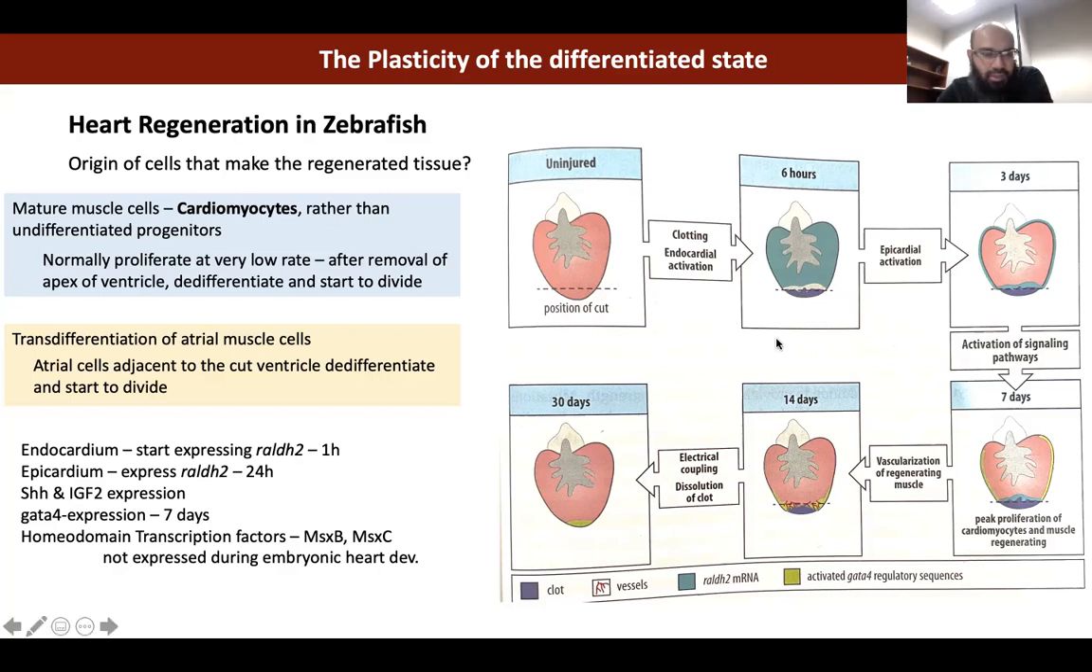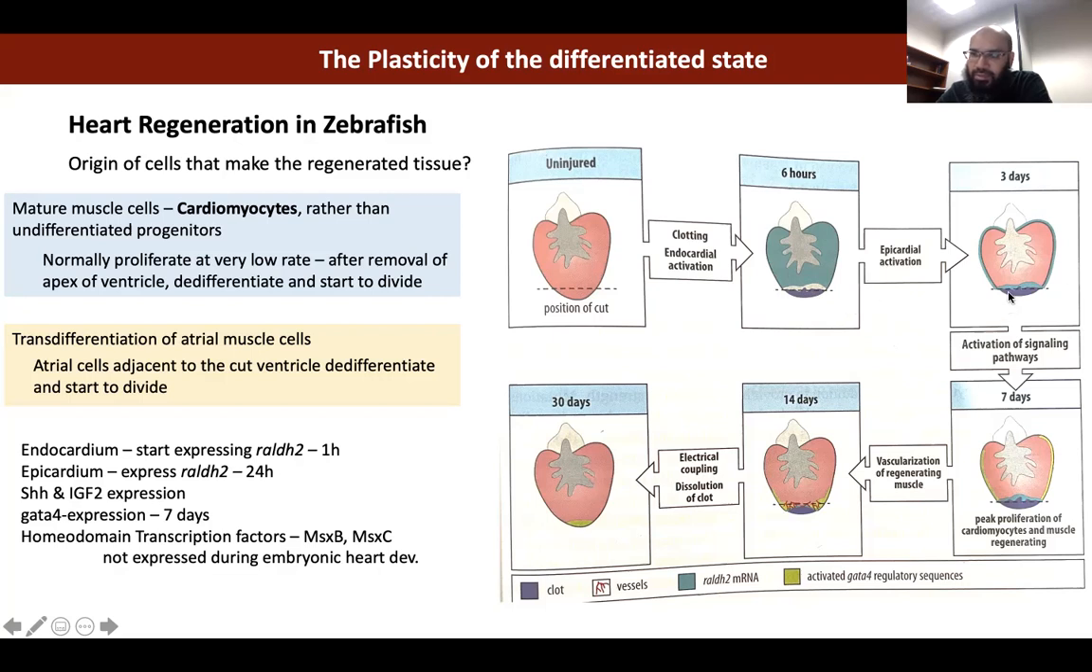So once there is a cut, the cells, you can call it a blastema, it's an atypical blastema. But at the wound site, the source of the regenerating cells could be either the cardiomyocytes in the ventricle or the cardiomyocytes from the atrial muscles.